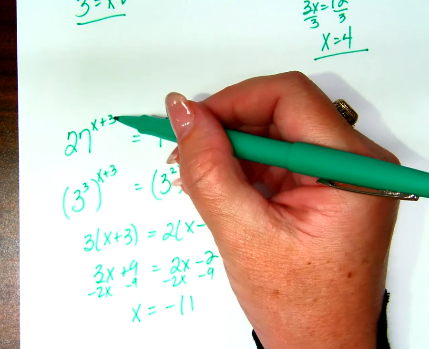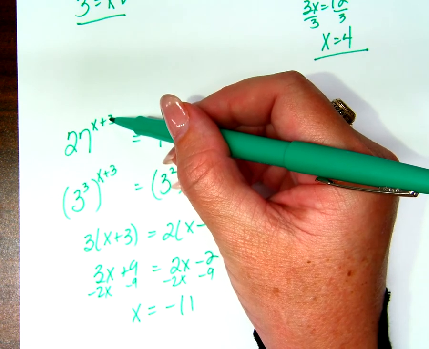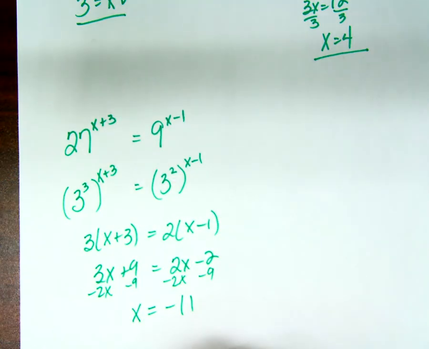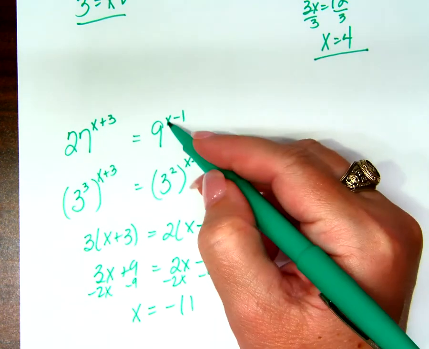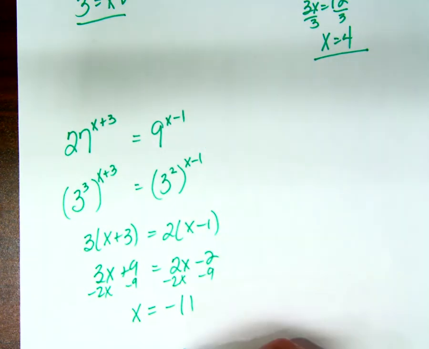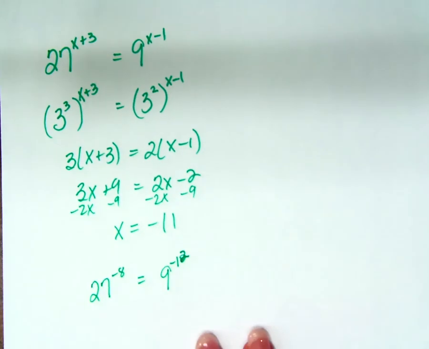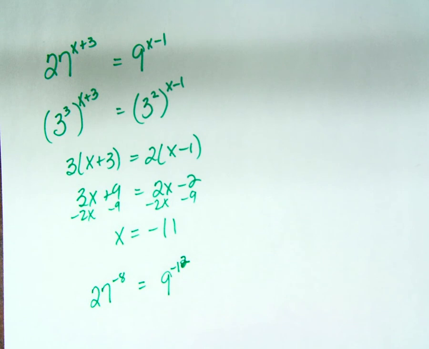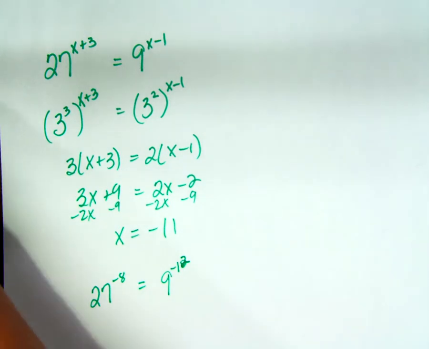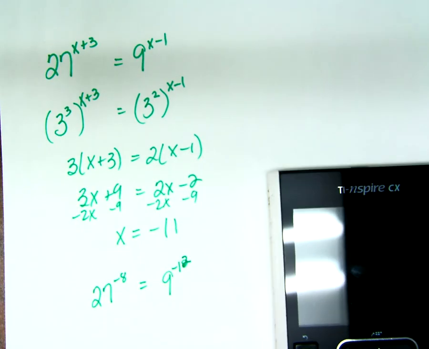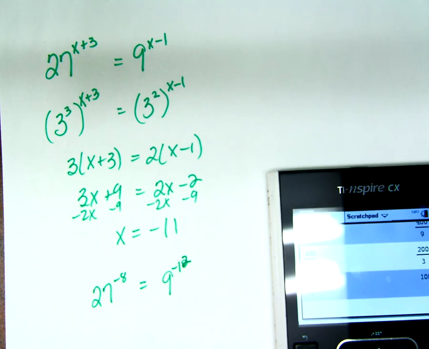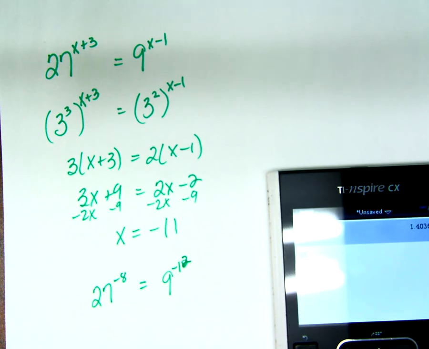Negative 11 plus 3 is negative 8. So 27 to the negative 8. Negative 11 minus 1 is negative 12. So 27 to the negative 8 equals 9 to the negative 12. Is it? Well, we could check, right? 27 raised to the negative 8 power, 9 raised to the negative 12 power.